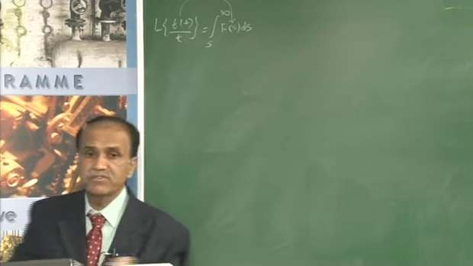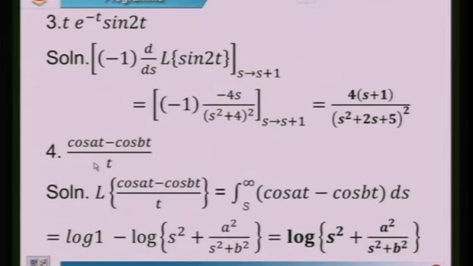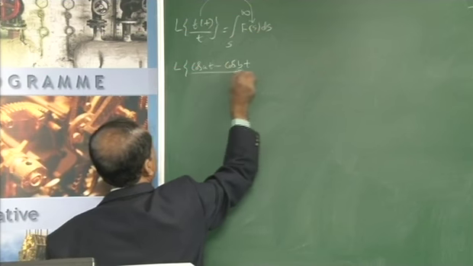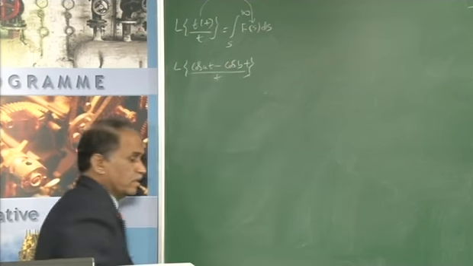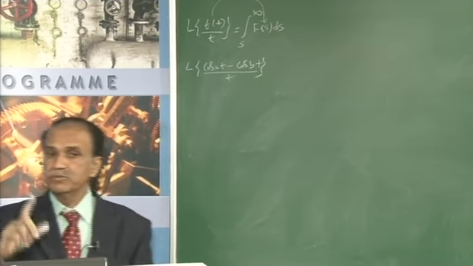So, based on this formula, the problem statement is like this: (cos at minus cos bt) divided by t. We have to find out the Laplace transform of (cos at minus cos bt) divided by t. One has to understand, when t comes in the denominator, it is a division property.